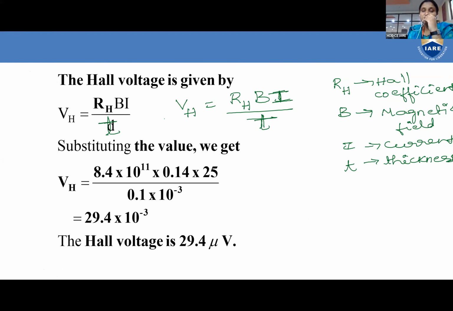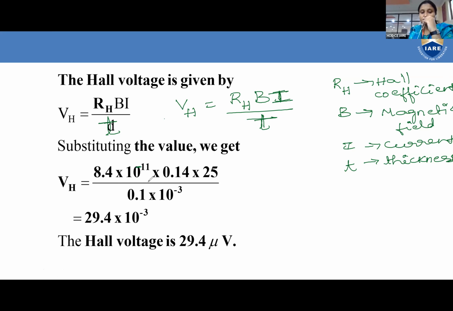And if the majority charge carriers are holes, as in a P-type semiconductor, then the RH value is positive. But when we are doing numericals, we don't have to bother about that sign, so no need of substituting that sign here. Simply, directly I'm going to substitute the value of Hall coefficient. I think here we should have minus 11, right students? We missed that minus 11 here. So here we should have minus 11.